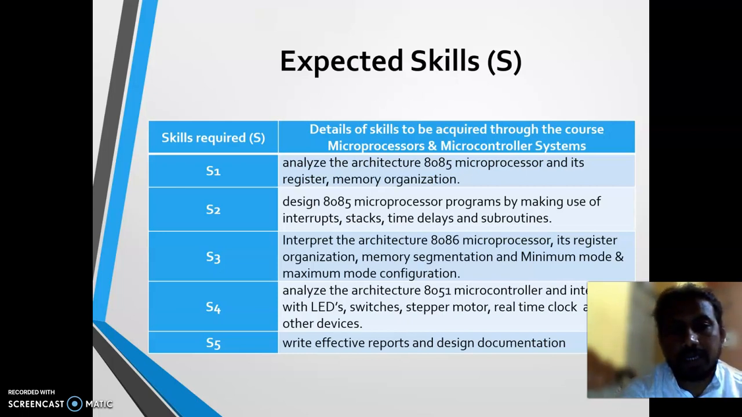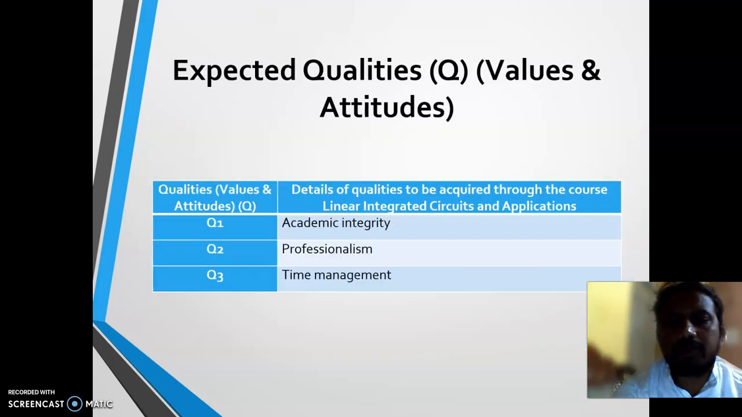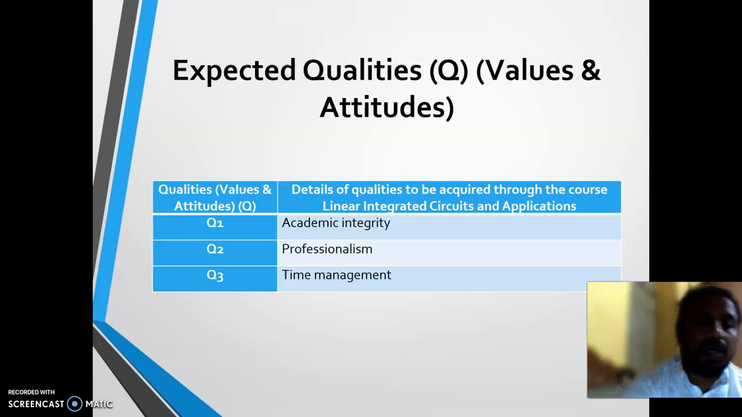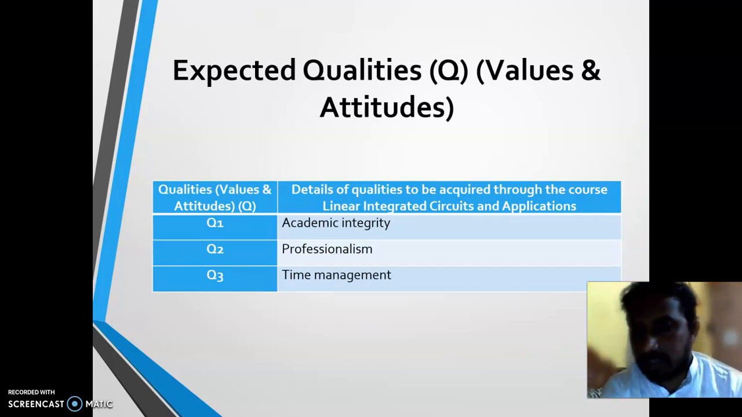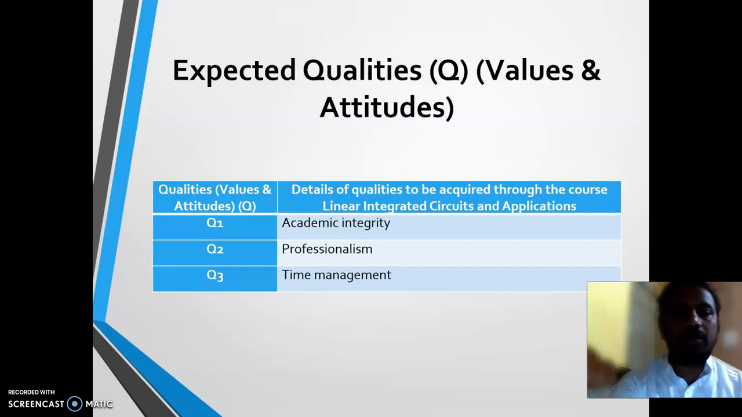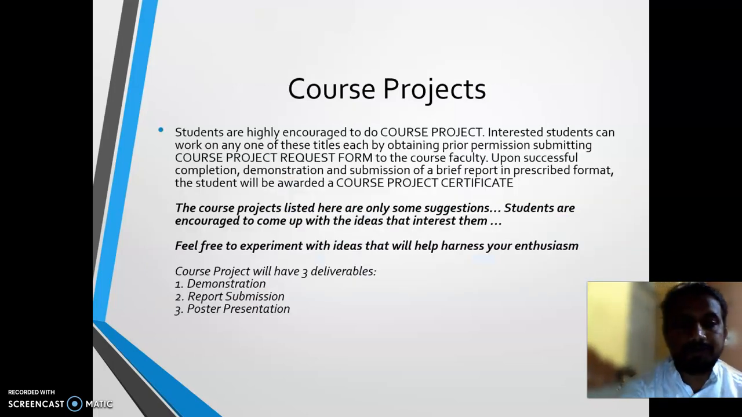So it would be to analyze the architecture of the 8085 microprocessor, design with the 8085, interpret the architecture of the 8086, and write effective reports and design concepts. And the last one: these are the qualities you would be developing through the course. I assure you these are the qualities you will build. First, academic integrity, professionalism, and time management. These are the qualities you can learn.